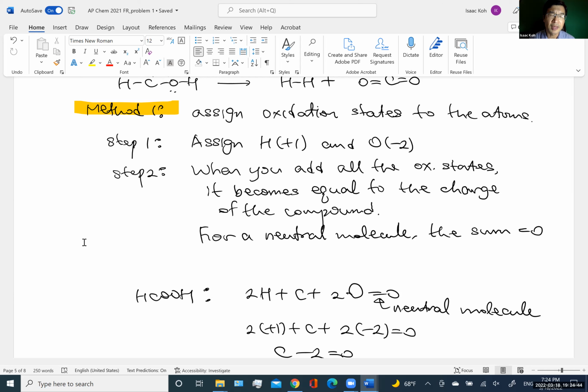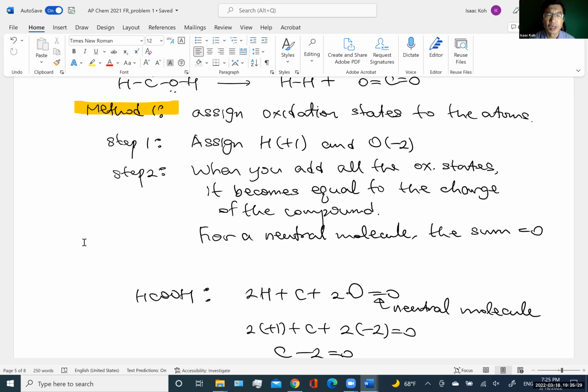For example, let's take a stepwise approach. Let's assign hydrogen +1 and oxygen -2. Remember, among the non-metals, hydrogen has the smallest electronegativity. So hydrogen is always +1 in a molecular compound that contains non-metals. And oxygen is almost always -2. There are a small number of exceptions, but in almost all cases, oxygen is given an oxidation number of -2. Why? Because oxygen has the highest electronegativity, second to fluorine. So always assign +1 to hydrogen and -2 to oxygen.